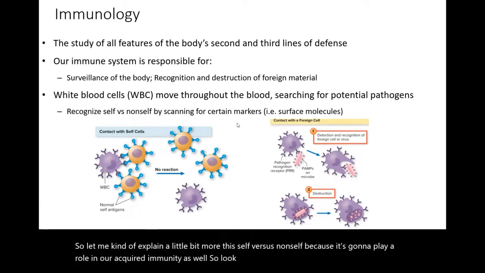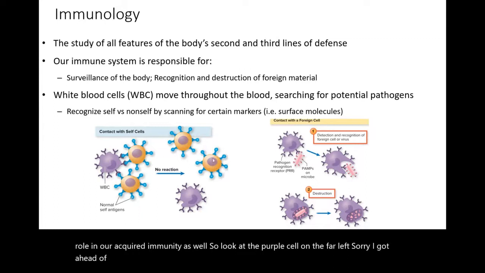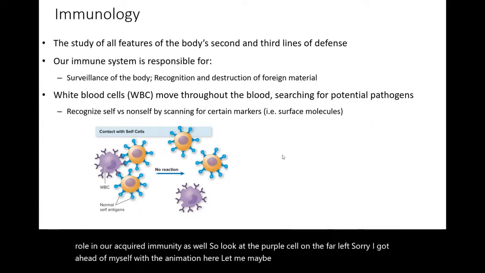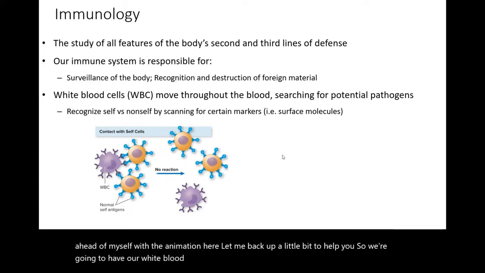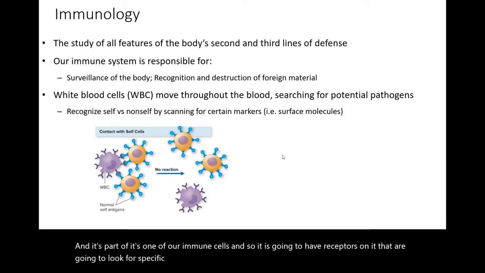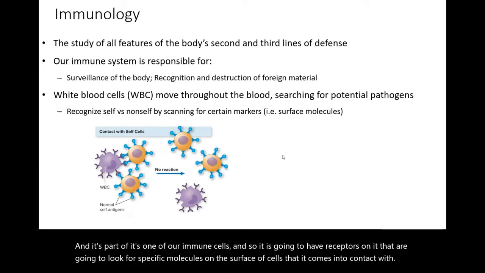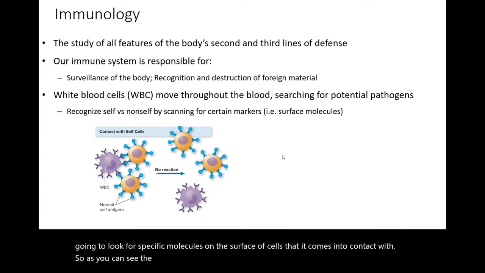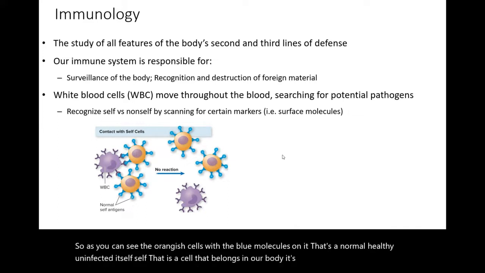So look at the purple cell on the far left. Sorry, I got ahead of myself with the animation here. Let me back up a little bit to help you focus. We're going to have our white blood cell, one of our immune cells, and it is going to have receptors on it that look for specific molecules on the surface of cells that it comes into contact with. As you can see, the orangey-ish cells with the blue molecules on them are normal, healthy, uninfected self cells. That is a cell that belongs in our body. It's ours, okay? We want it to remain there.